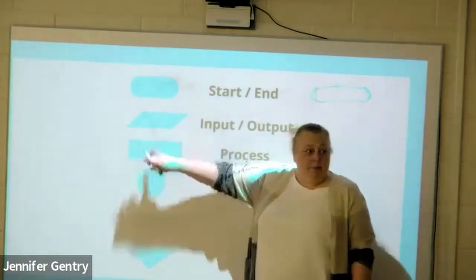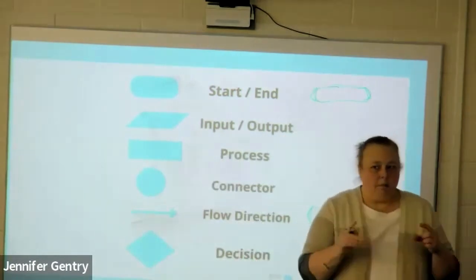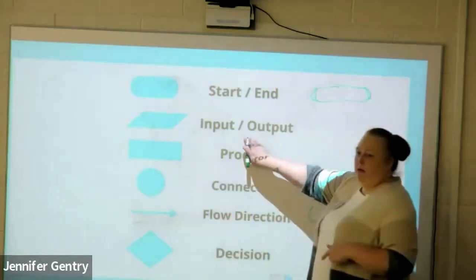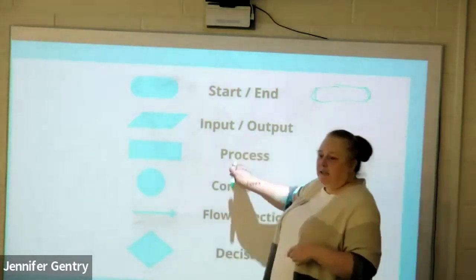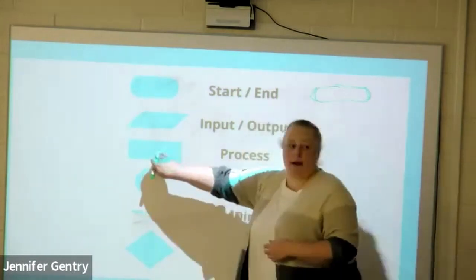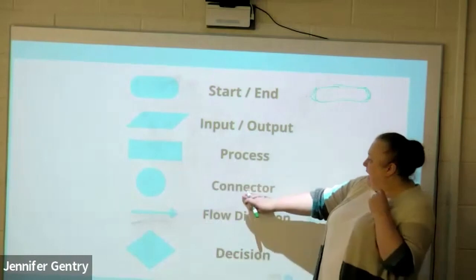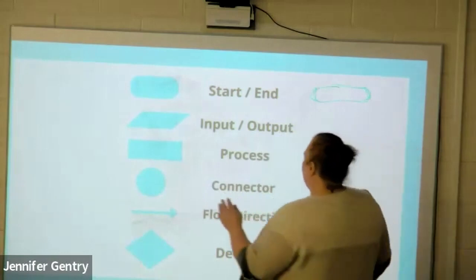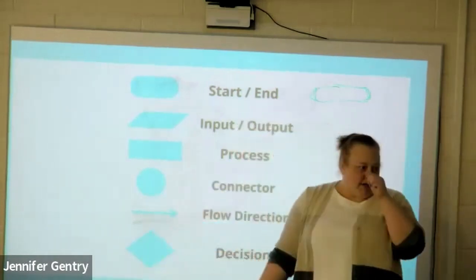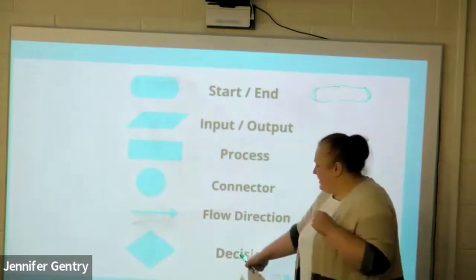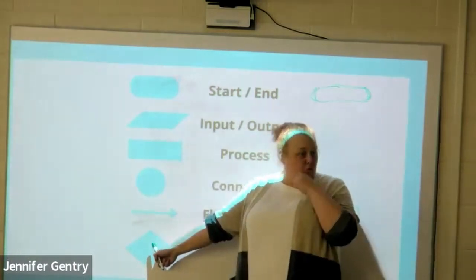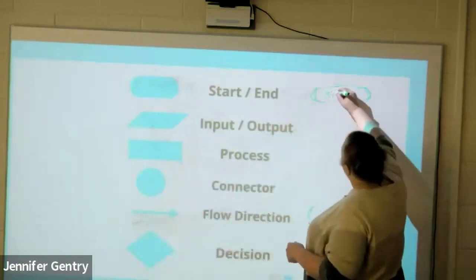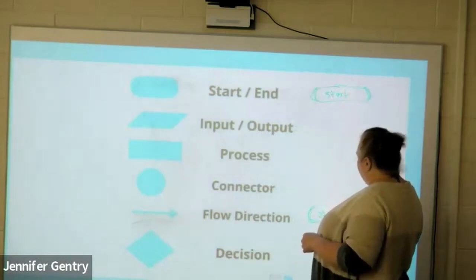Your input and or output is going to be a parallelogram. Input or output? If you're doing a process, like a calculation, it's going to be a square. A connector, if your flowchart's so big you have to go to another page, simply put a connector. There are arrows to show you the direction. A decision is made with a rhombus, a diamond-looking thing. They typically have words in them too.